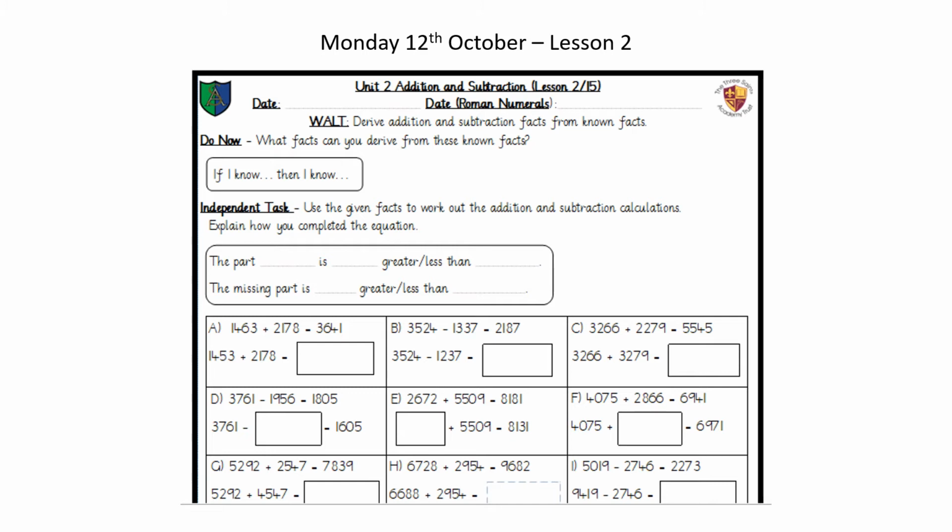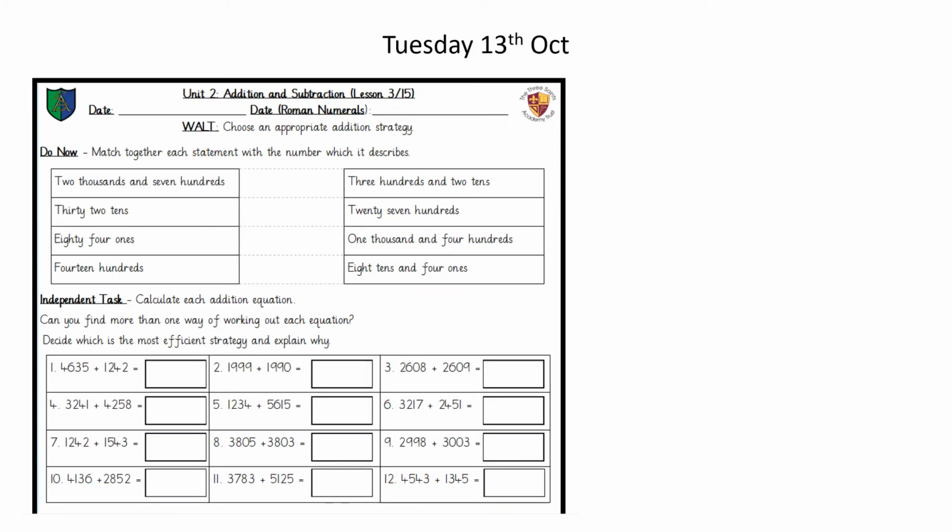There's only going to be one difference, which will allow you to work out the question on the bottom mentally. You don't need to do column addition or column subtraction. Good luck! Okay, today is lesson 3 on addition and subtraction.